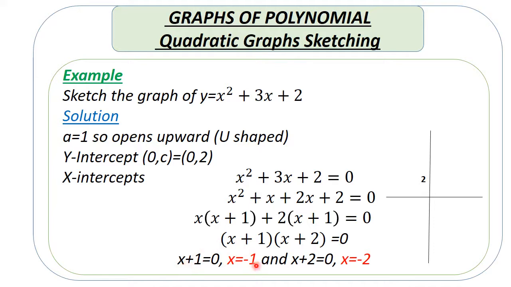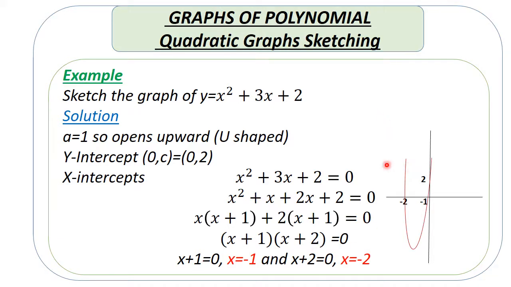You can take 1, the other side becomes negative 1, and x plus 2 is equal to 0. When you take 2, the other side becomes negative 2. So our points are x is equal to negative 1 and x is equal to negative 2. That's where our graph is going to cut. So we have negative 1, negative 2. So we have an idea that our graph is going to be like this.